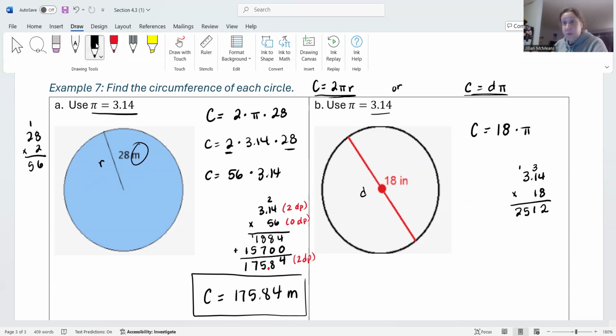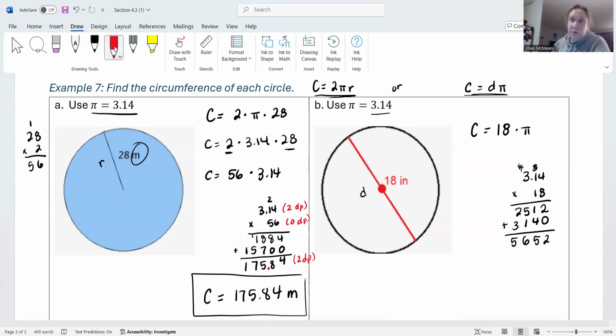Now I have multiplied by what's in the ones place in 18. Now I need to multiply by what's in the tens place. So I'm going to put my 0 placeholder for the tens place here, and then multiply everything by 1. So 1 times 4 is 4, 1 times 1 is 1, and 1 times 3 is 3. I need to add my partial product. So let's see, we get 2 plus 0, 1 plus 4, 5 plus 1, and 3 plus 2.